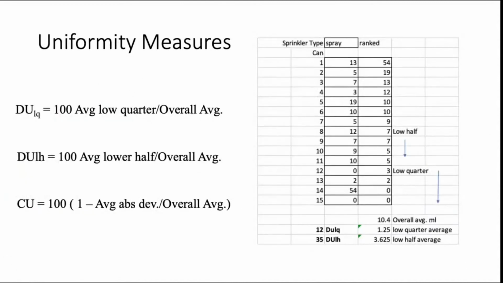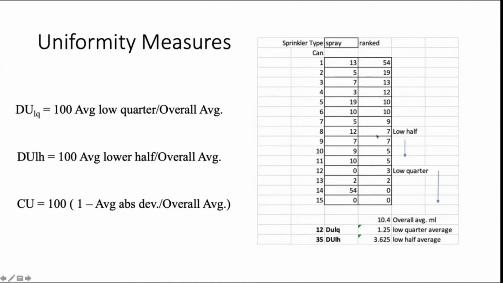They're all interchangeable. So here's actually a calculation. Now we're talking about how you actually calculate these standard uniformity measures. DU low quarter, or if you don't see the LQ, is just DU. That's the average catch of the lowest quarter of catches divided by the overall average. That's a pretty stringent measure, and it's going to be a lower number than what we call the distribution uniformity of the lower half, which is the average of the lowest half.